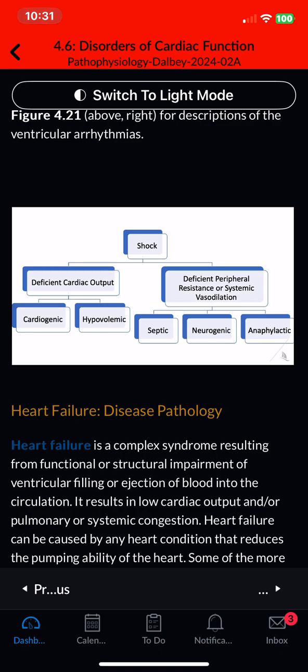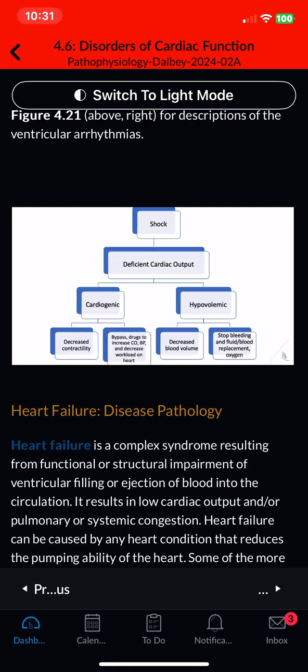So this flow chart shows us the different classifications of shock and the deficiency that leads to it. So we can have shock based on deficient cardiac output. And the types of shock that we have that are triggered by a decrease in cardiac output, we consider cardiogenic and hypovolemic. We can also have shock triggered by deficient peripheral resistance or systemic vasodilation. And here we can have septic shock, neurogenic shock, and anaphylactic shock.